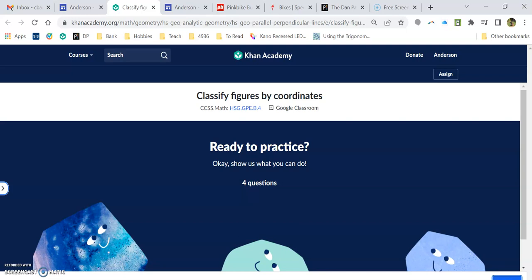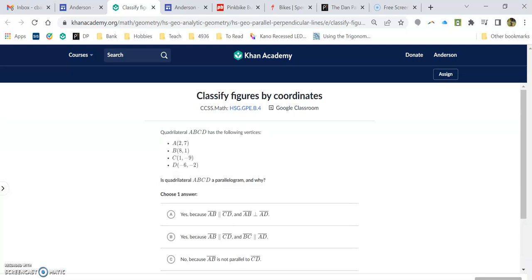Classify figures by coordinates. So this assignment takes a little bit of work. Quadrilateral ABCD has the following vertices. That means the edges of the shape, the corners. So ABCD, I'm going to put this into Desmos.